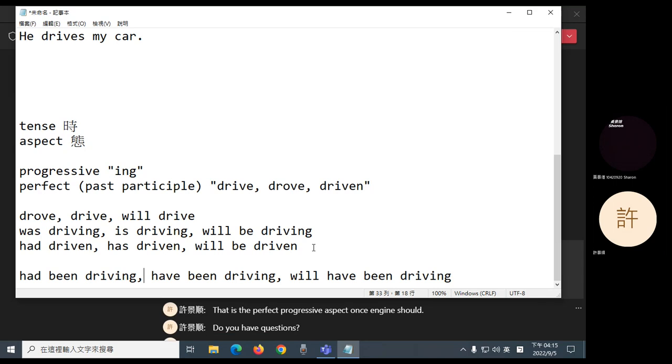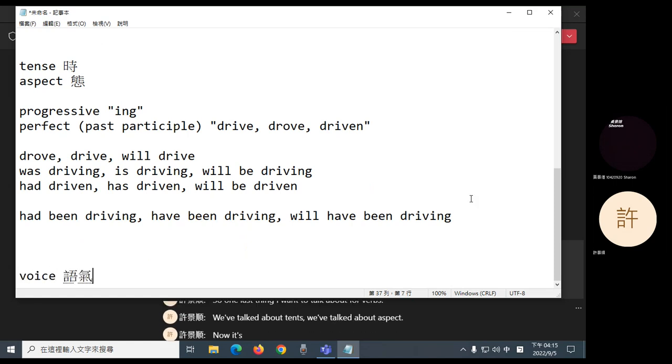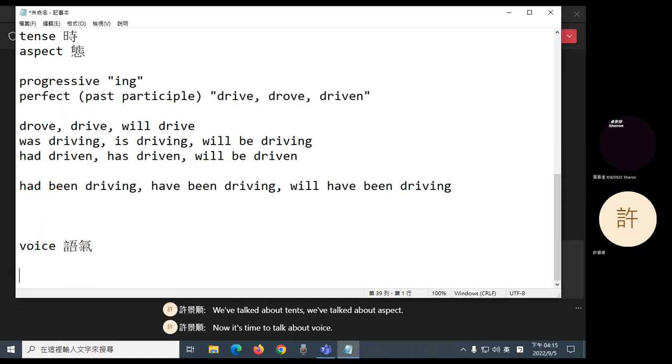Okay, so one last thing I want to talk about for verbs. We've talked about tense, we've talked about aspect. Now it's time to talk about voice. Voice is who is talking. In English, there are only two voices, active voice and passive voice. 主动语气, 被动语气. All of these examples have been active voice.